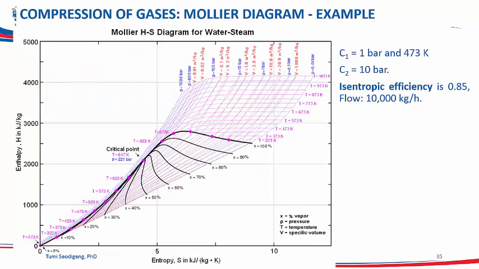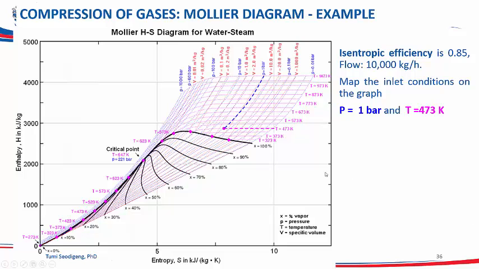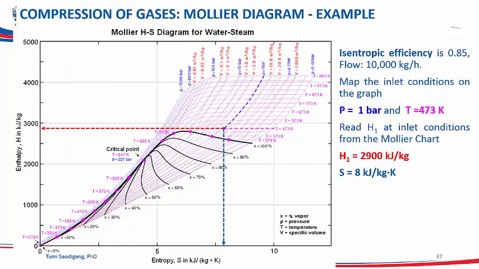The first thing we will need is the Mollier diagram for our fluid, which is steam in this case, and here it is presented. On the Mollier diagram, we can now plot our initial conditions at the pressure of 1 bar and the temperature of 473 Kelvin. As you can see now, following the temperature isothermal line and then also following the pressure isobaric line where the two meet, we can plot our inlet point on the map. Then we can read off the enthalpy at a given initial inlet condition. Here we see that the enthalpy is 2900 kilojoule per kilogram and the entropy is 8 kilojoule per kilogram Kelvin.